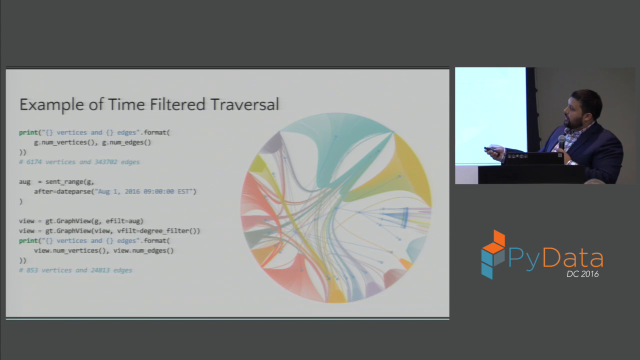And then this is what happens, right? So you can see here I have my graph of emails, and you can see there's 6,000 vertices and 343,000 edges. I apply this sent range filter, so everything after August 1st, 2016. And then here's the graph view that it does, v-filt with the degree filter and e-filt with this August filter. And what comes out is 843 vertices and 24,813 edges, something that's a little bit more understandable when you take a look at it, right?